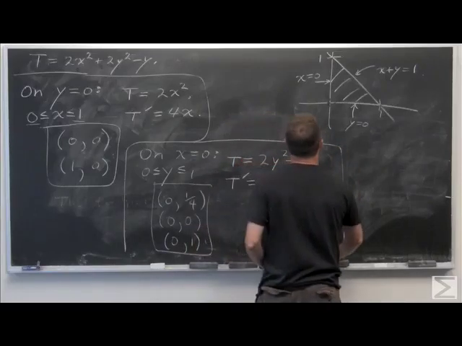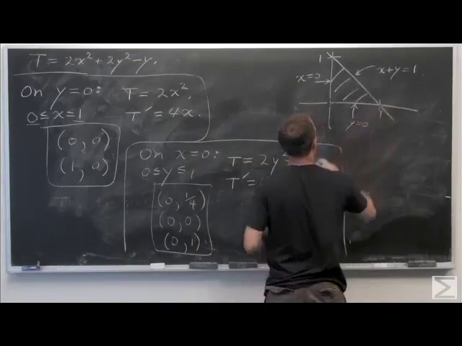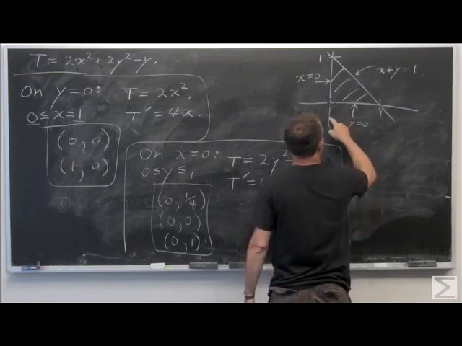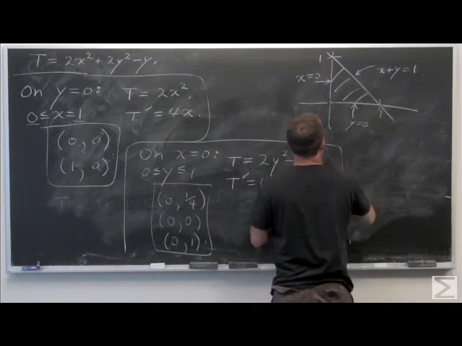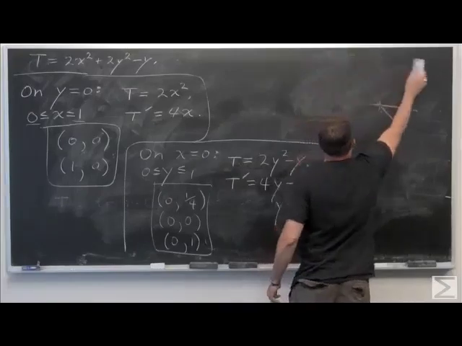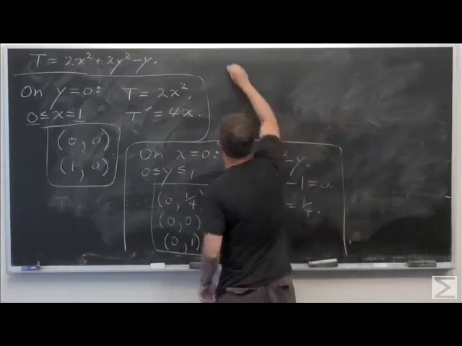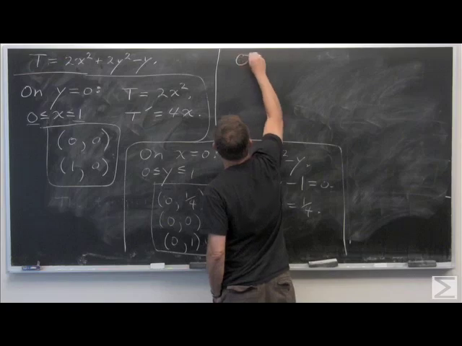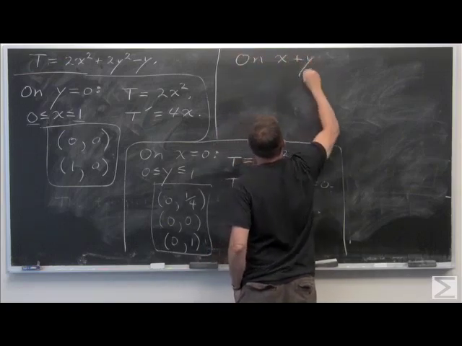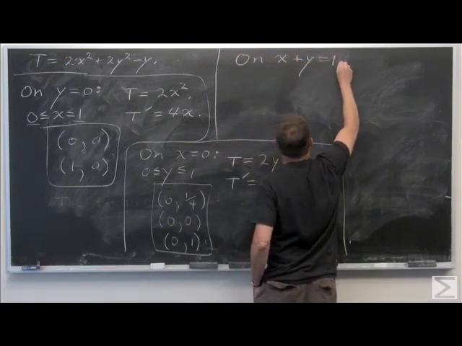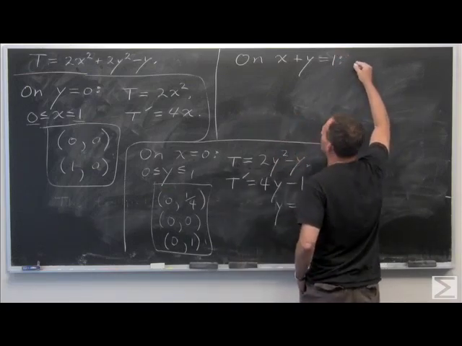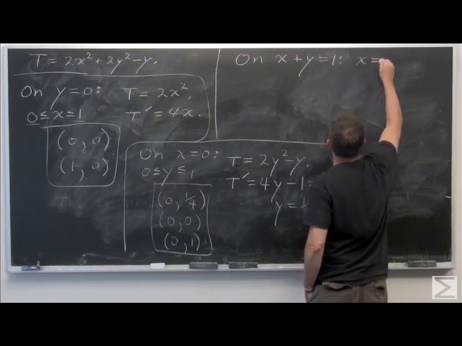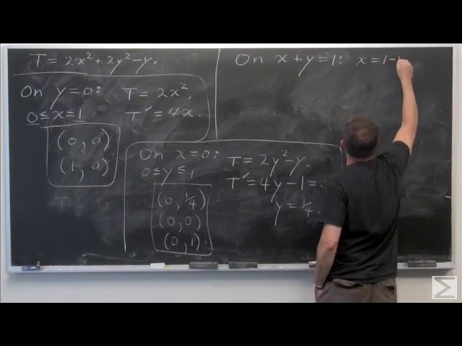Finally, we have to check on x plus y equals 1. And then if we write everything in terms of y, once again, we'll have that y is between 0 and 1. Or if we write everything in terms of x, x is between 0 and 1. So we're on the part of the boundary now where x plus y equals 1. So we'll write this as, it's easiest in the original function to replace the x's. So x is 1 minus y.